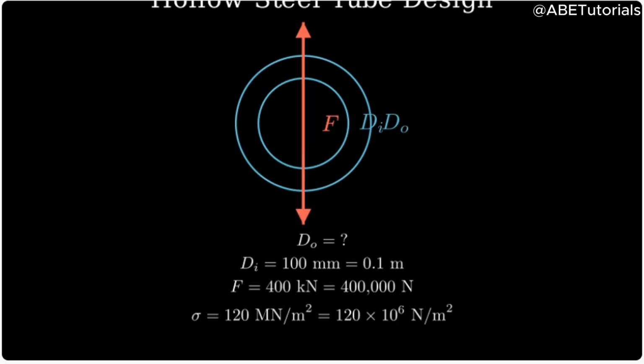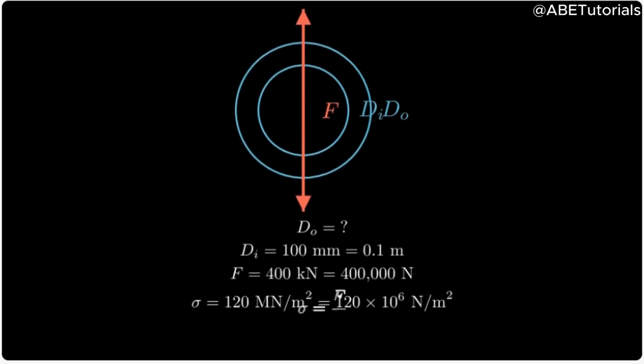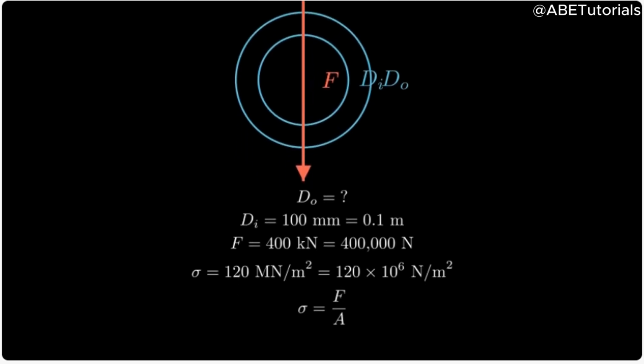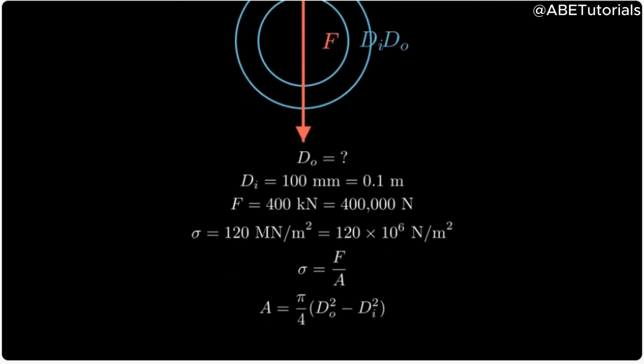The fundamental relationship between stress, force, and area is given by the formula: stress sigma equals force F divided by area A. For our hollow tube, the cross-sectional area A, which is the area resisting the load, is the area of the outer circle minus the area of the inner circle. This is calculated as pi divided by 4 times the quantity of the outside diameter squared minus the inside diameter squared.